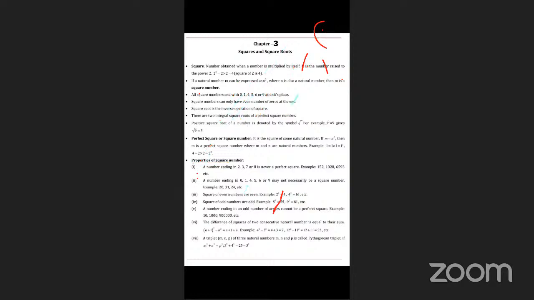Properties of square numbers, property number 2: a number ending in 0, 1, 4, 5, 6 or 9 may not necessarily be a square number. Example: 20, 31, 24. Earlier I said that if you are having any number which is ending with 0, 1, 4, 5, 6 or 9, at that time this particular number can be a perfect square number. But it is not mandatory.